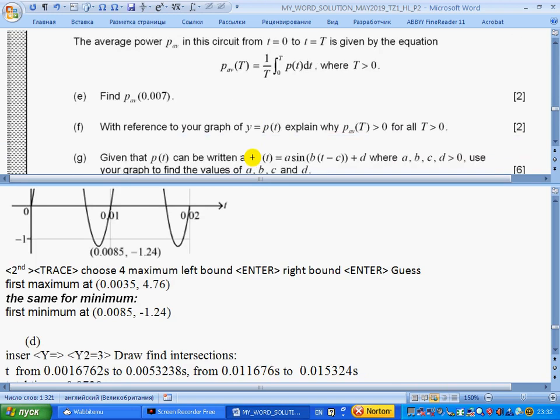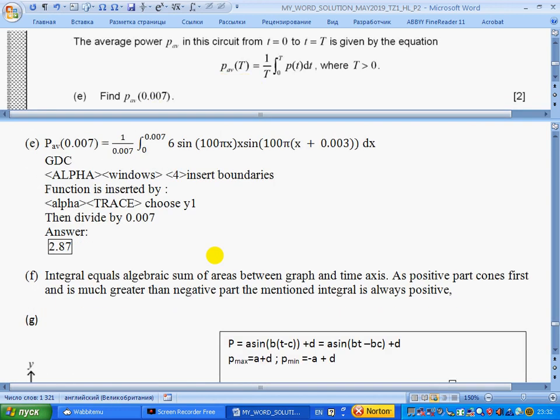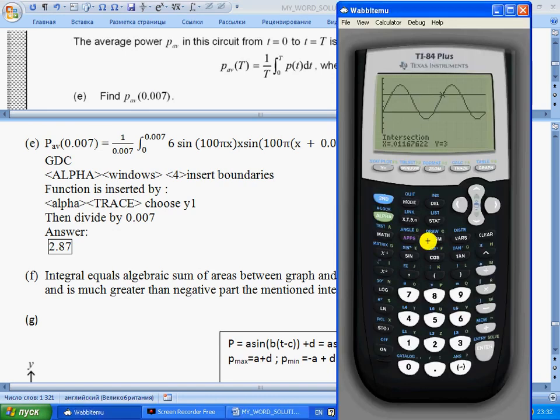The average power in this circuit is given by the equation. Find the average when capital T is 0.07. So we should use our calculator effectively. How are we going to do it?